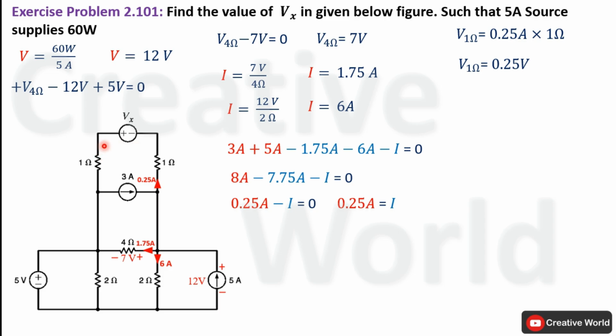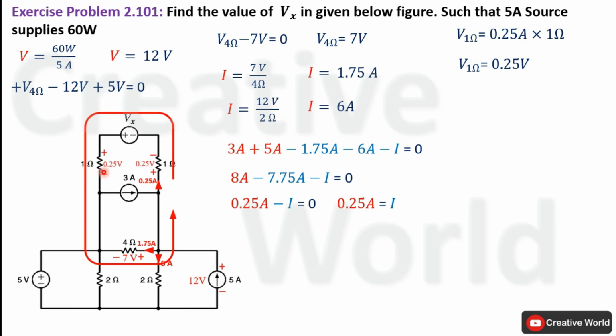But here current is entering from upward to downward. Current entering terminal will be positive and current leaving terminal will be negative. Modify the circuit diagram by indicating voltage across these two resistances with their polarities. Now in order to calculate voltage Vx, we will apply Kirchhoff's voltage law through this closed loop. For that purpose, we are assuming the direction of current in counterclockwise. So write KVL equation for this closed loop.